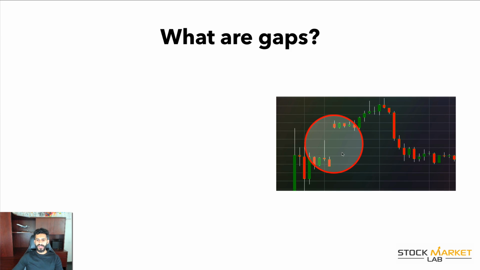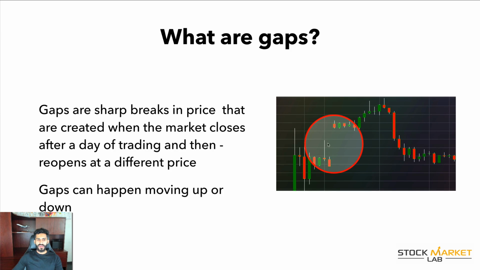So what are gaps? As you can see here, this is what a gap looks like. Gaps are basically sharp breaks in price that are created when the market closes after a day of trading and then reopens at a different price. Stocks can gap up or gap down. They can gap in both directions. In this situation, the stock gapped up. There's no trading activity here during normal market hours. The trading activity that happened here happened in pre-market or after hours.